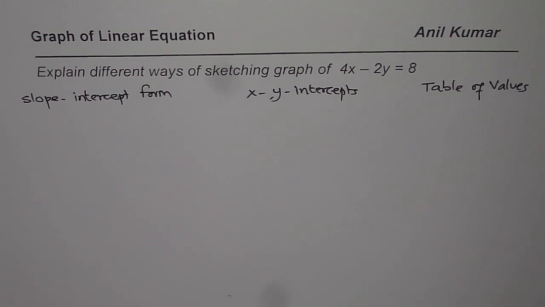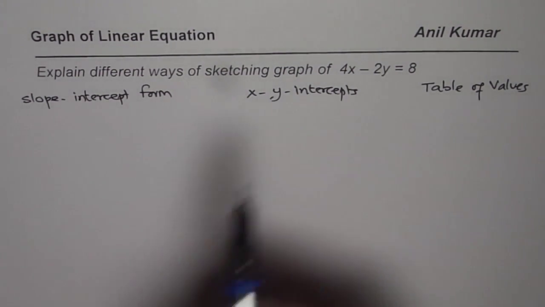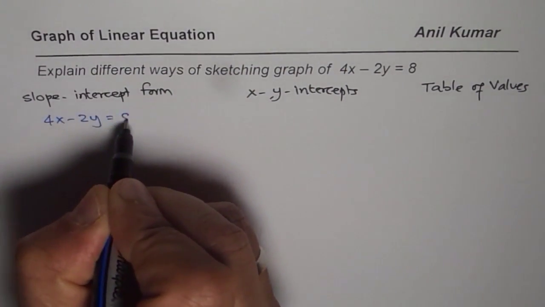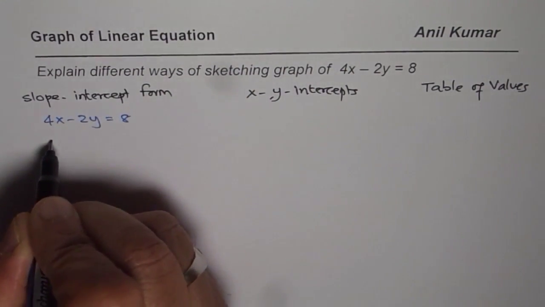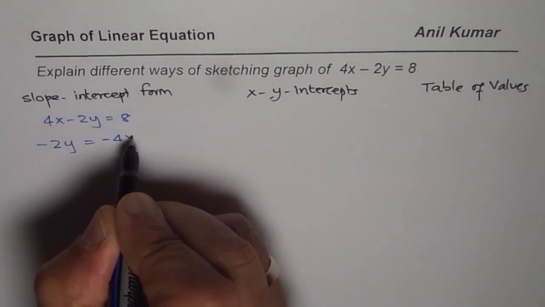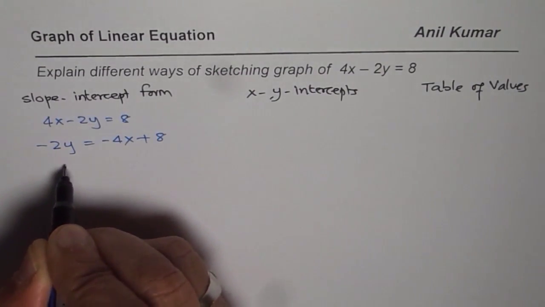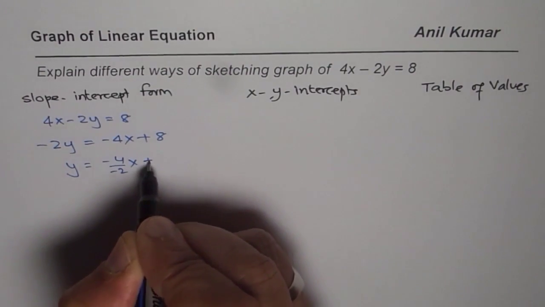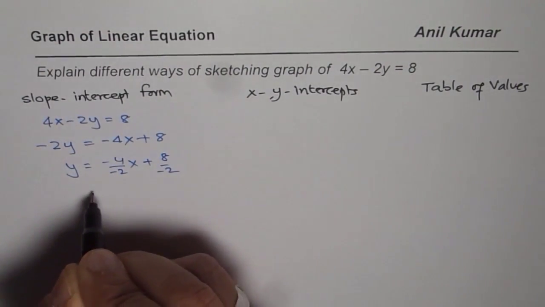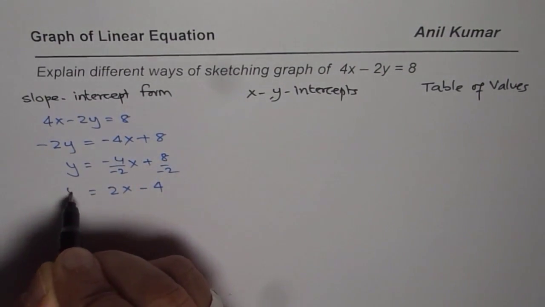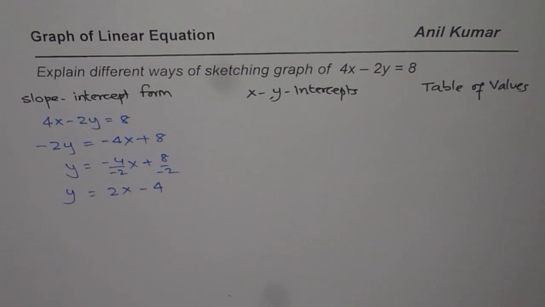So let us first find the slope-intercept form of this equation. The equation is 4x minus 2y equals 8. I can rearrange and write this as: take minus 2y on one side, minus 4x on the other side, plus 8. Dividing by minus 2, we get minus 4 divided by minus 2 of x, plus 8 divided by minus 2, and that gives us 2x minus 4. Right? So y equals 2x minus 4 is the equation.